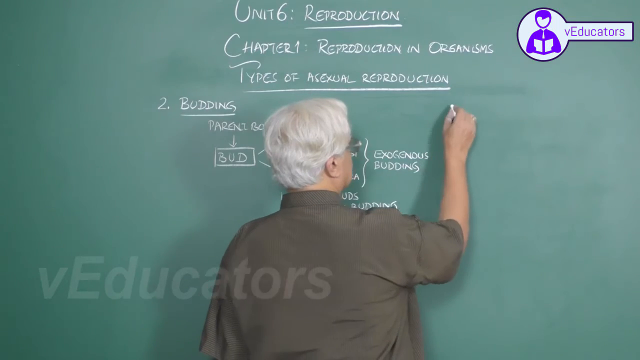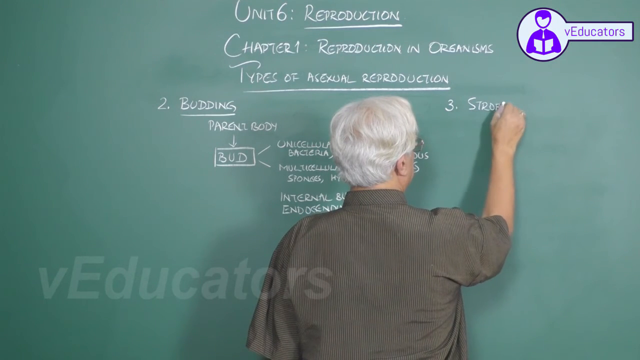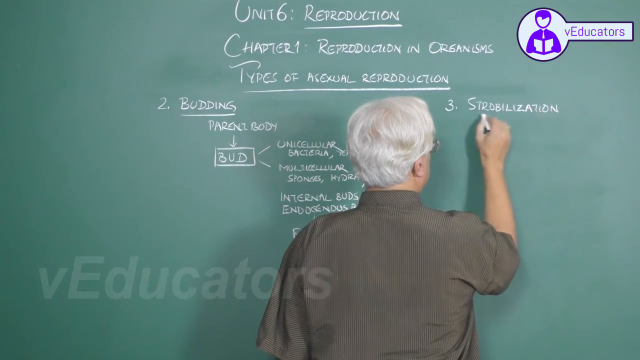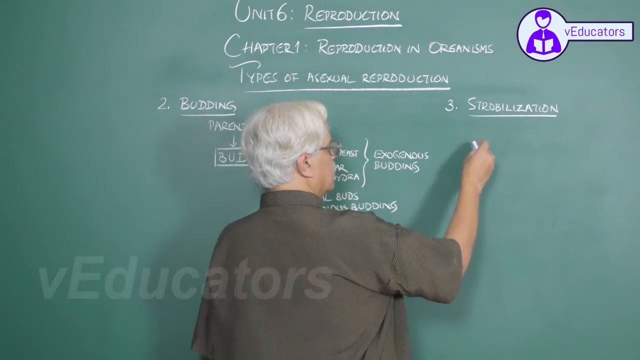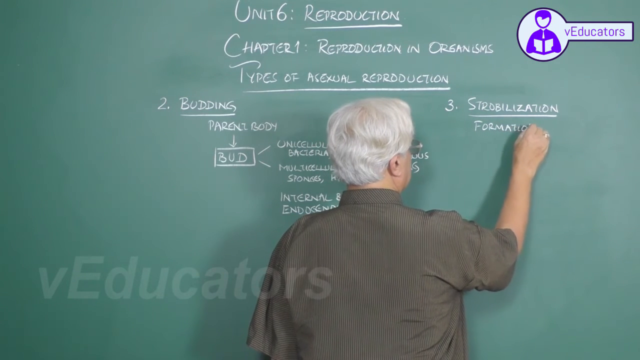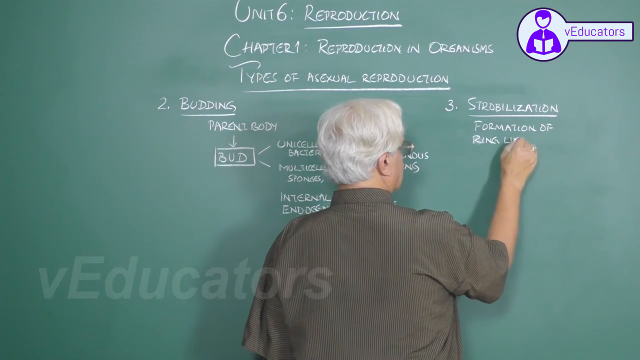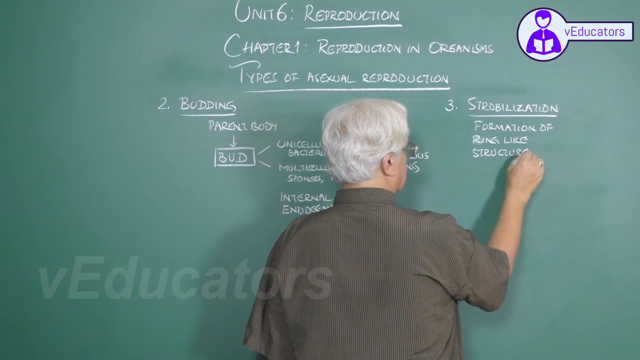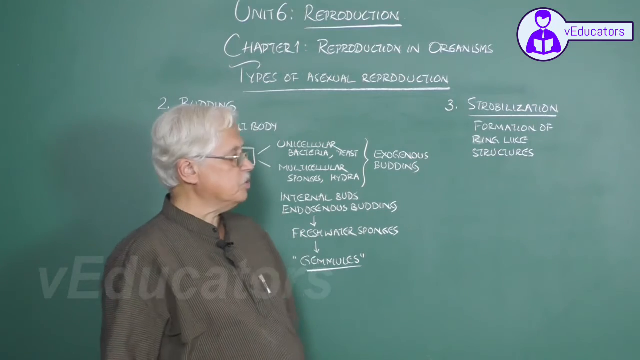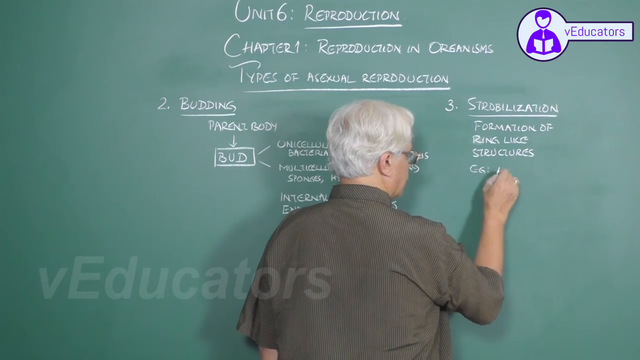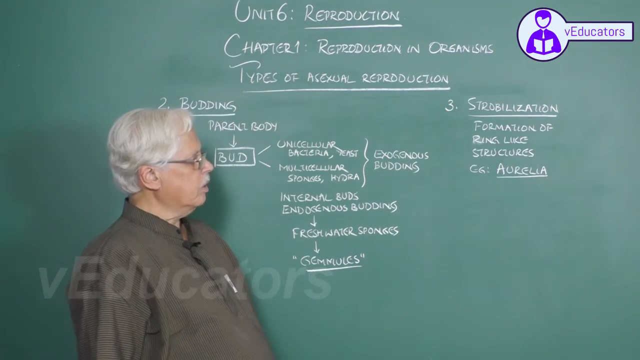Another type of asexual reproduction is called strobilization. Strobilization is a process which involves the formation of ring-like structures, each of which grows into a new individual. Strobilization is observed in coelenterates like Aurelia.